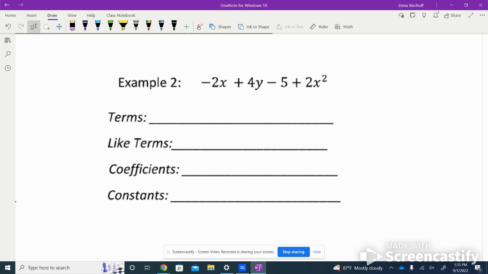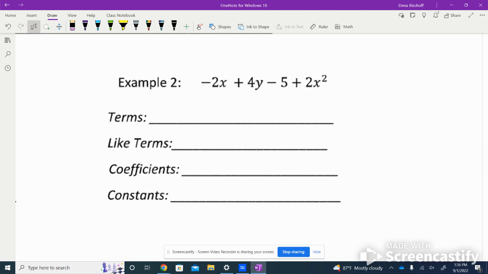So negative 2x, 4y, negative 5, and 2x squared. Okay? Do any of these terms have the same letter? Negative 2x and 2x squared. But they don't have the same exponent. So are they like terms? No. Everett, what do you think?